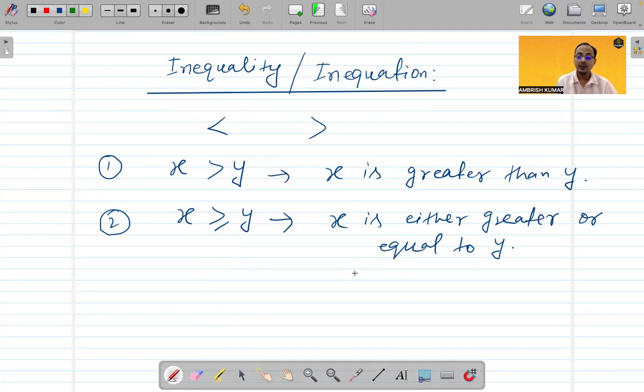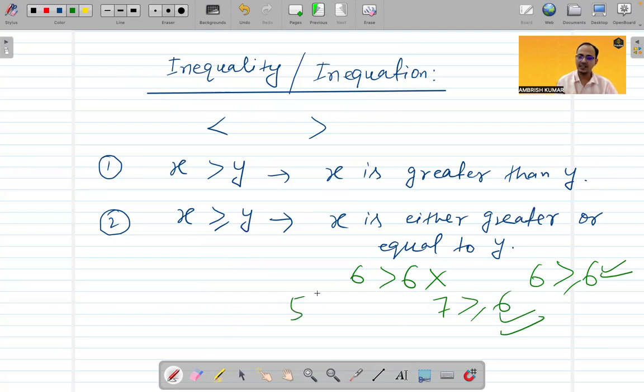Now, if I write 6 is greater than 6, that is false. But if I write 6 is greater than equals to 6, this is true. If I write 7 is greater than equals to 6, this is again true. Clear? Obviously, writing 5 greater than 6 or 5 greater than equals to 6 is a false example.